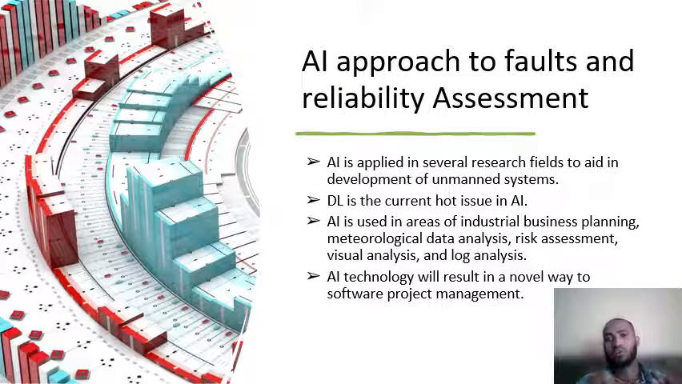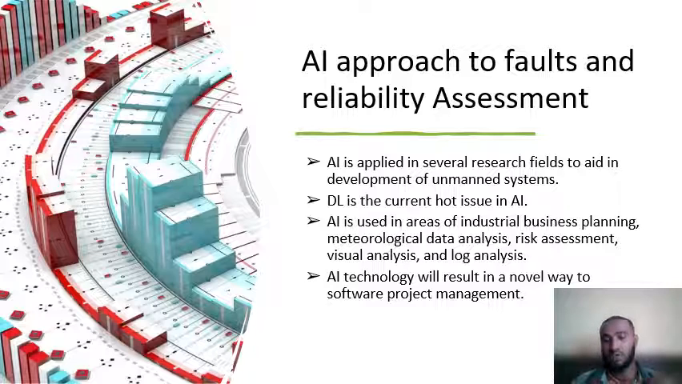Now we're going to talk about the AI approach to fault and reliability assessment. AI is applied in several research fields to aid development in unmanned systems and also in the current hot issue of AI, maybe driving licenses. AI is used in the areas of industrial business planning, meteorological data analysis, risk assessment, and visual analysis. Analyzing data is very important in any sector, to forecast, to be productive at the moment, and to know what happened in the past.